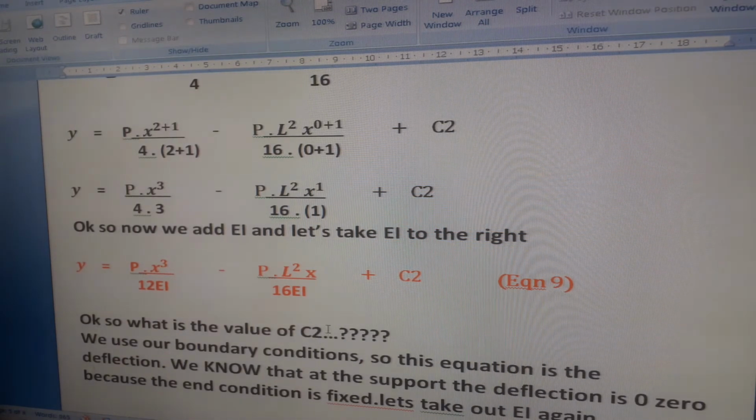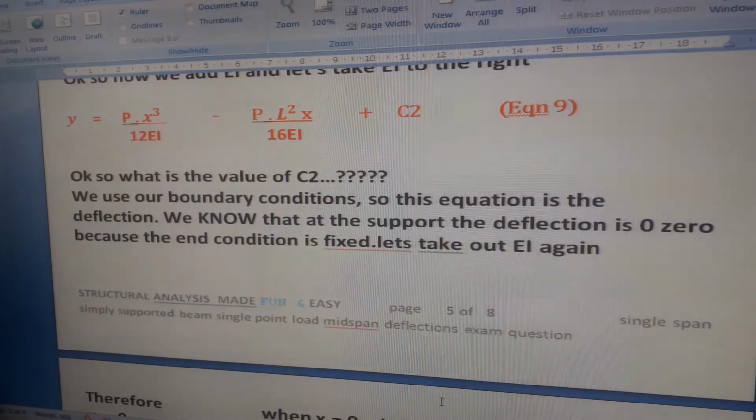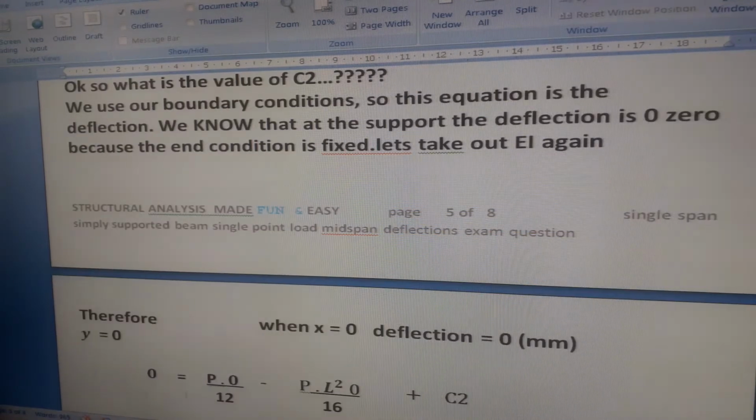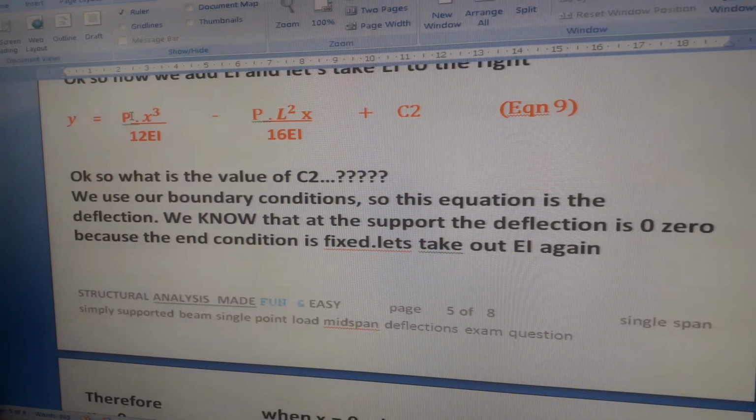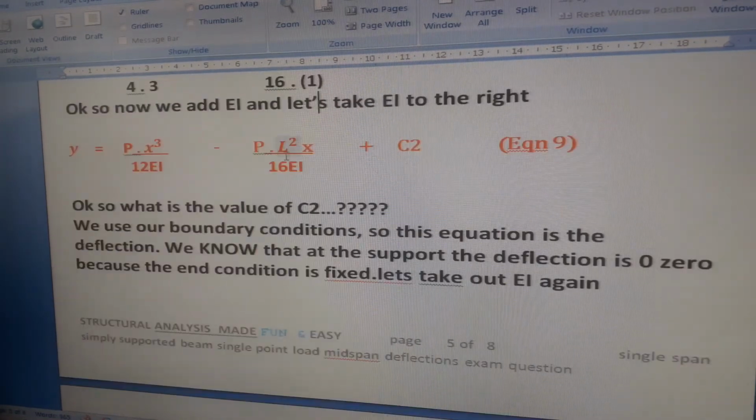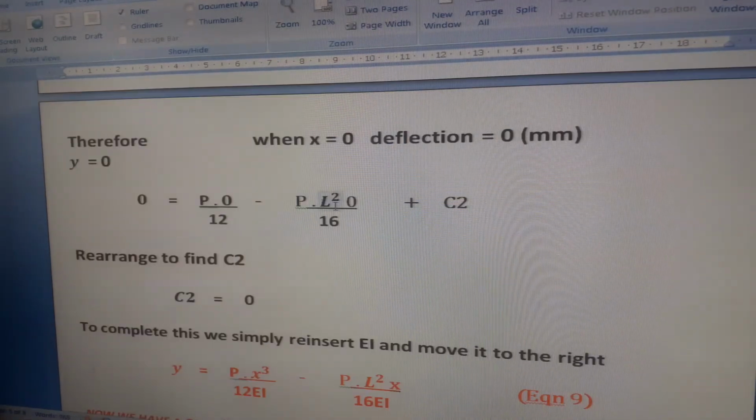So what is the value of C2? Again, we use our boundary condition. This equation is the deflection. We know that at the support the deflection is 0 because the end condition is fixed. Let's take out EI again. Therefore, when x equals 0, deflection equals 0, y equals 0. So, as per this equation, Px cubed will be 0, minus PL squared times 0 divided by 16, that's 0. So 0 equals 0 minus 0 plus C2, so C2 has got to be 0.